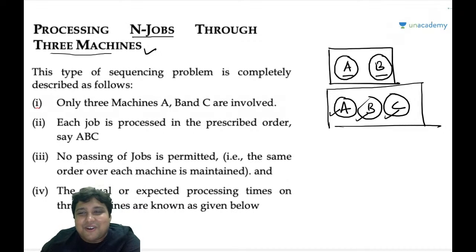So ABC three machines are there. So the job has to be processed on all the three machines.